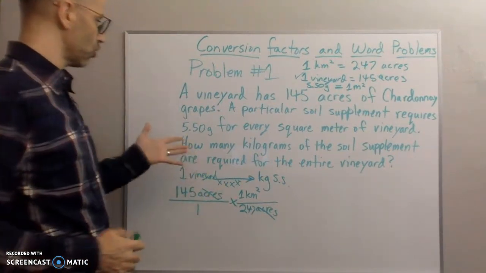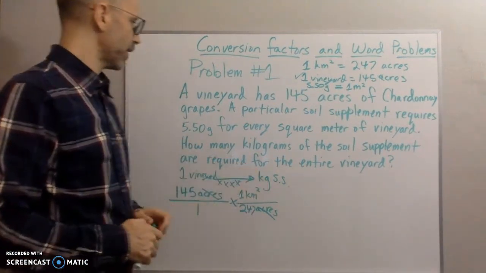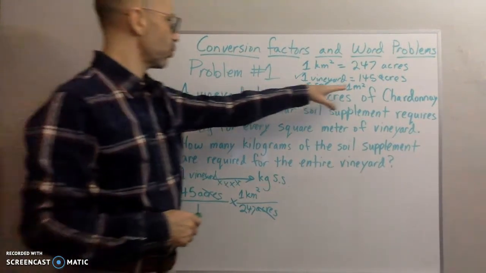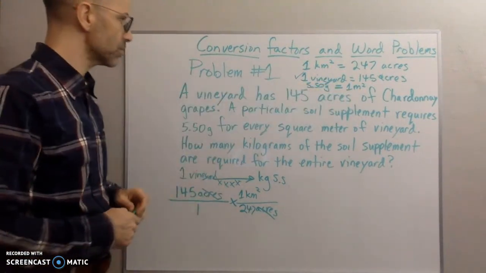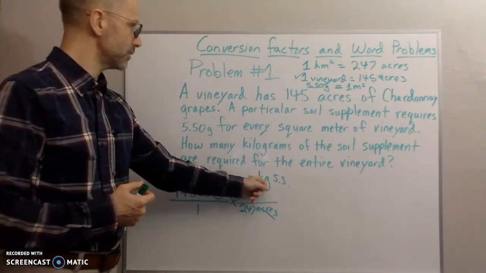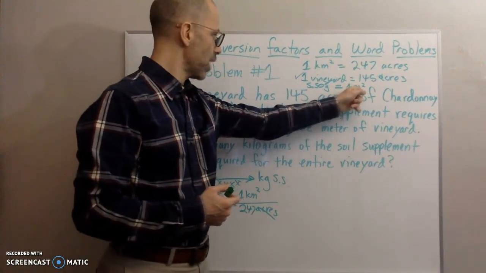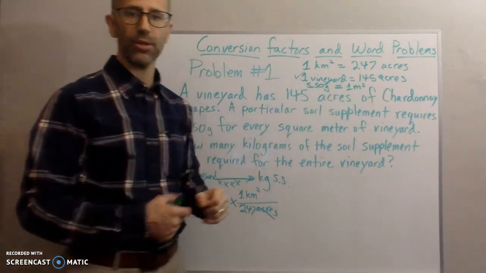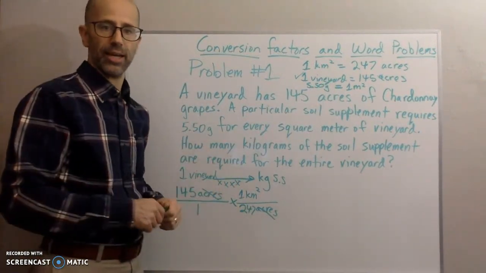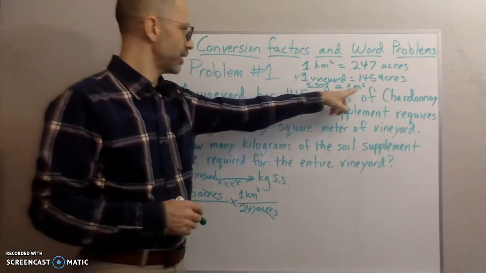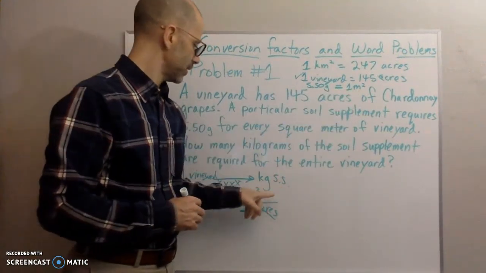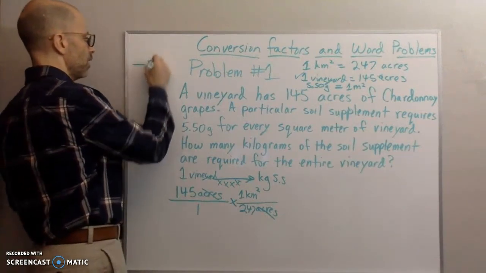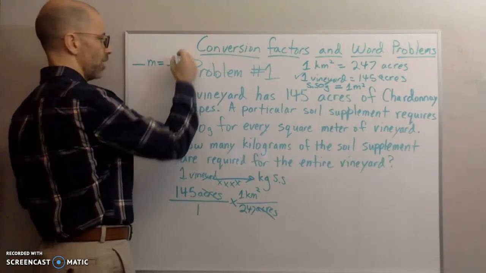Now I need to get to kilograms. I have a relationship between square meters and grams. So I need to get to a mass. Here I have area to mass, but my area is in kilometers and I need it in square meters. So I need to bring in a conversion. I need the relationship between meters and kilometers. So again, we're going to set up our equality.